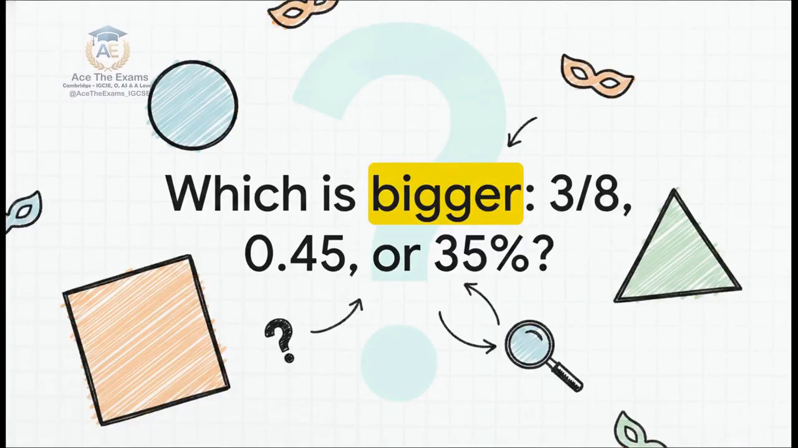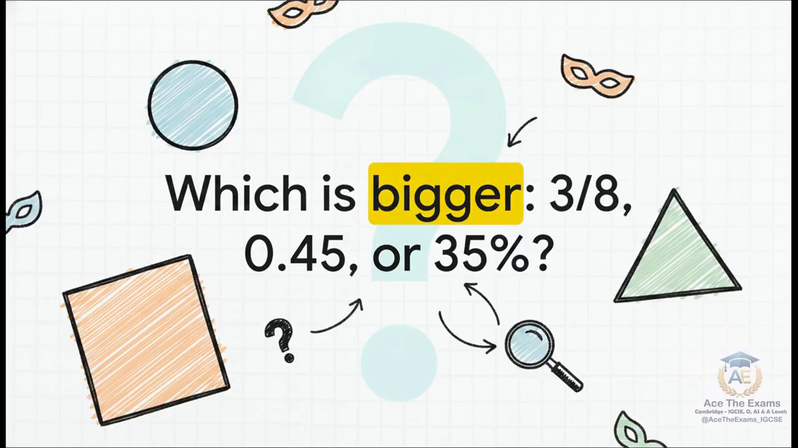Look at the question we have right here. Which is bigger, 3/8, 0.45, or 35%? This right here is the classic examiner trap. They absolutely love to put numbers into what I like to call different disguises. They'll take a perfectly simple list and completely mix up fractions, decimals, and percentages in the exact same question, just to mess with your head and trick your eye.